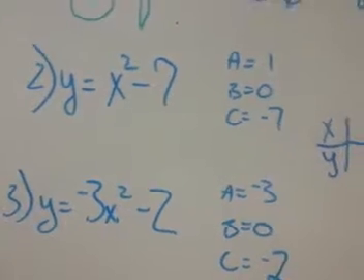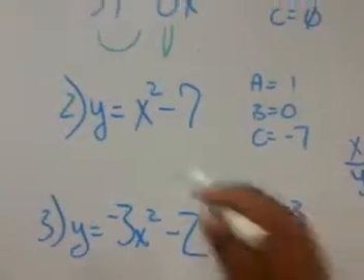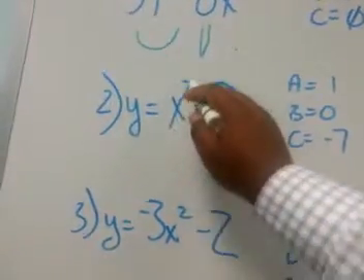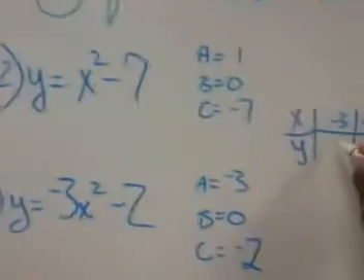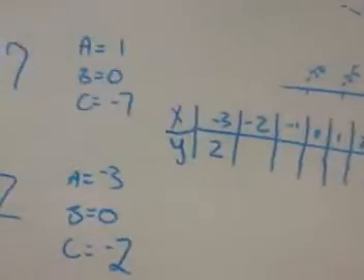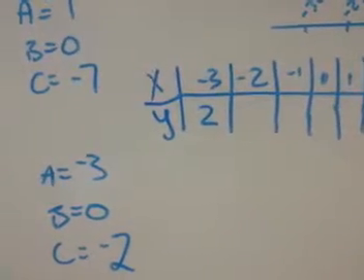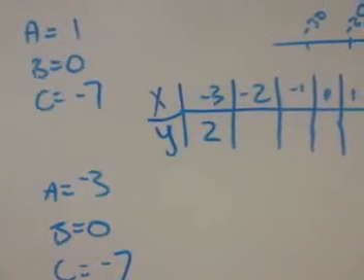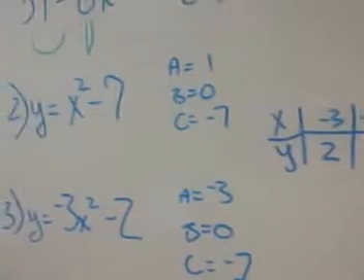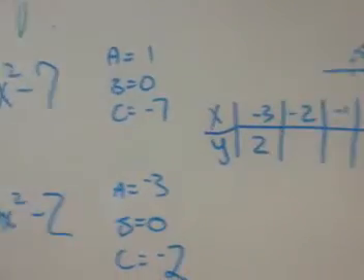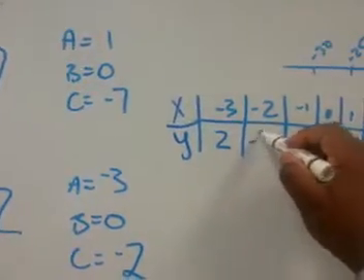But it's not just 9, there's a minus 7, because y is negative 3 squared, which is 9 minus 7, so that would be 2. Okay? What if x is negative 2? Well, negative 2 squared is 4, minus 7 is negative 3.